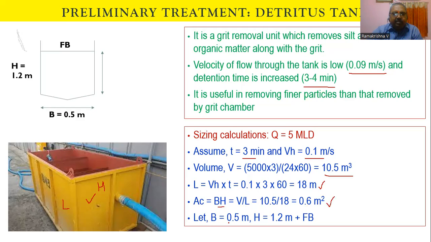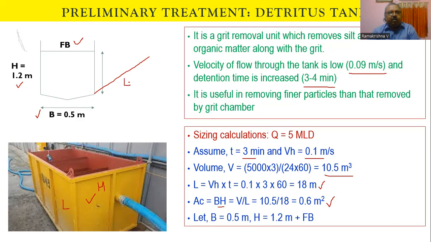If I assume B is equal to 0.5 meters, H is equal to 1.2 meters plus some freeboard. So this is how we are getting it here. This is the width of the tank, 0.5 meters, and the depth of the tank is 1.2 meters. And the freeboard is there, and the length of the tank is in this direction.